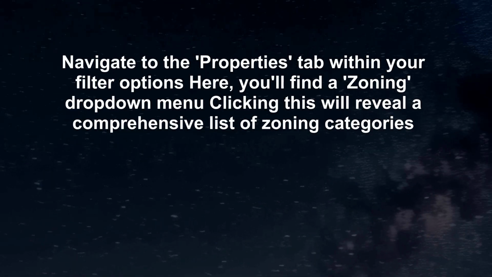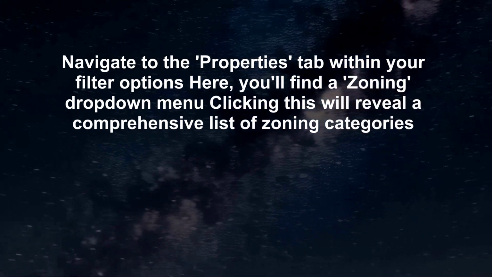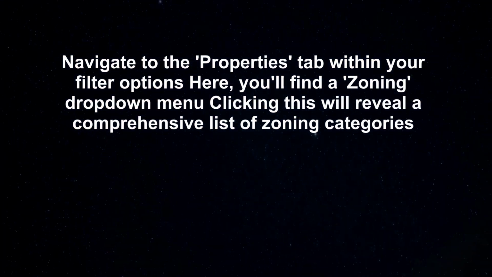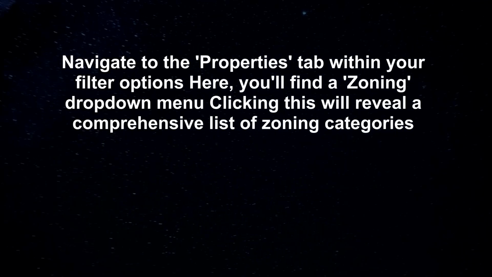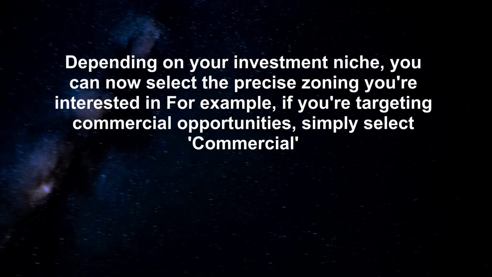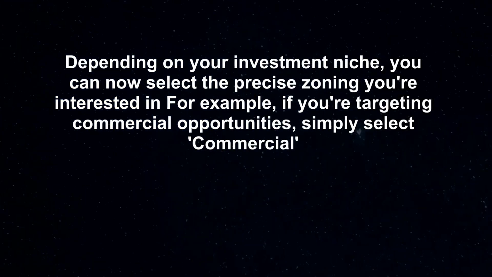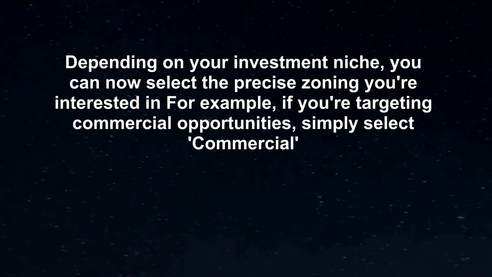Navigate to the Properties tab within your filter options here. You'll find a zoning drop-down menu. Clicking this will reveal a comprehensive list of zoning categories. Depending on your investment niche, you can now select the precise zoning you're interested in.